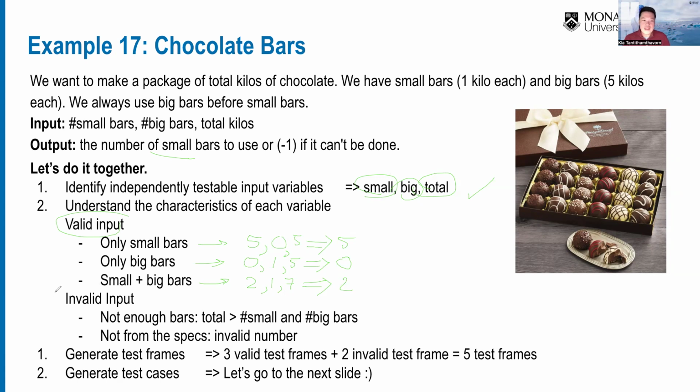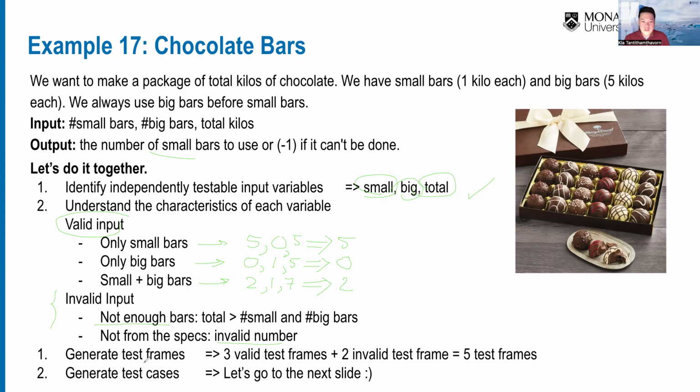However, there are some other invalid inputs as well, like when it's not possible. We cannot make it, right? For example, we don't have enough bars. That means the total is greater than the small and the big bars combined, that kind of thing. Or the input is not from the spec at all. That's an invalid input, right? Okay, so we know that.